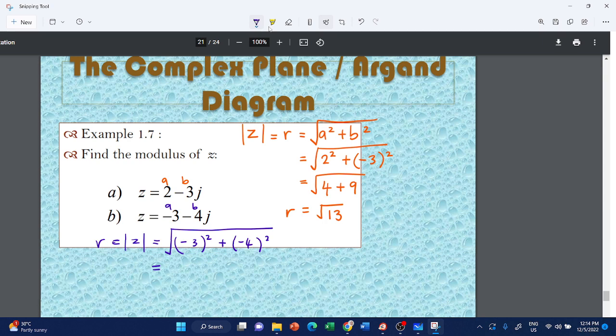Okay, so negative 3 squared is 9. Negative 4 squared is 16. Okay, then we have square root 25. So we simplify, 5 only. So the answer is 5, because radius cannot be negative, right? Radius or modulus cannot be negative. So the final answer is 5. Okay, questions? Is there any question that you want to ask here?